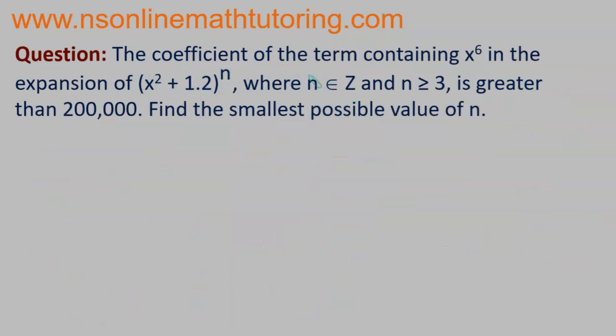The coefficient of the term containing, again the coefficient of the term containing x to the power of 6 in the expansion of x square plus 1.2 raised to the power of n, where n belongs to the set of integers and n is greater than or equal to 3, is greater than 200,000. The coefficient is greater than 200,000. It is an inequality. So, find the smallest value of n. Since it is an inequality, they are asking us to find the smallest value of n. So, let's start with our answer.